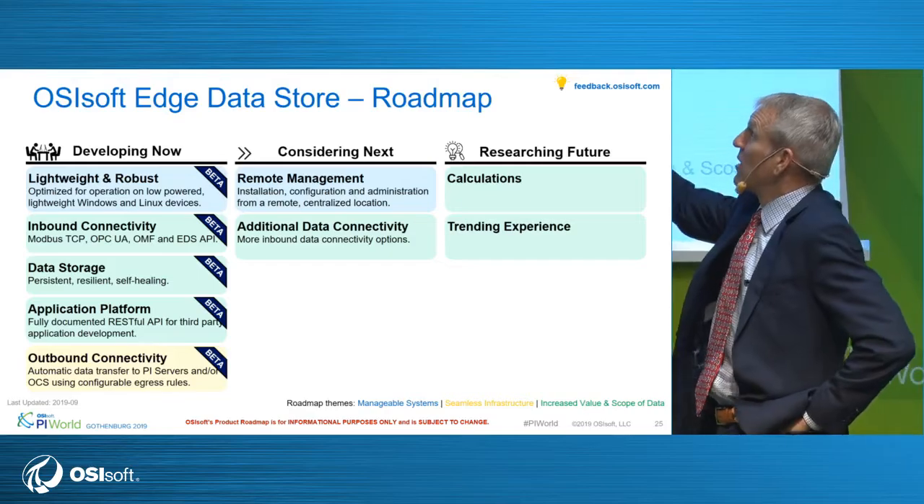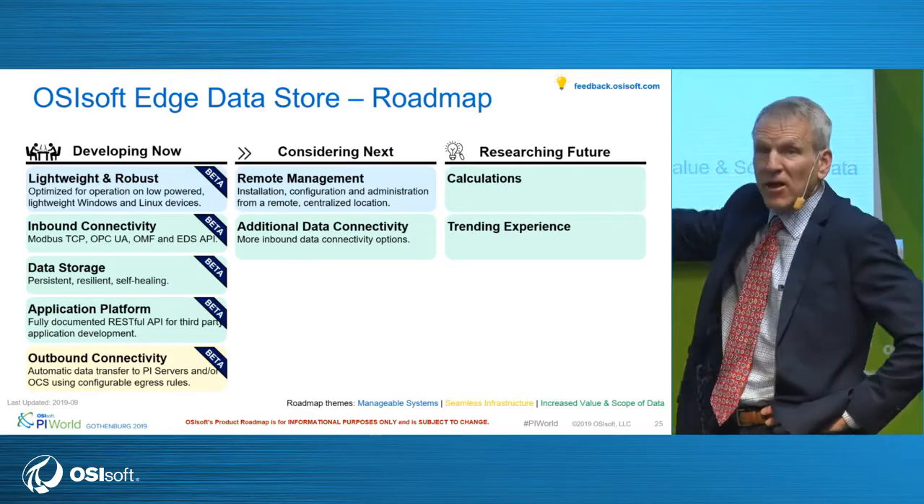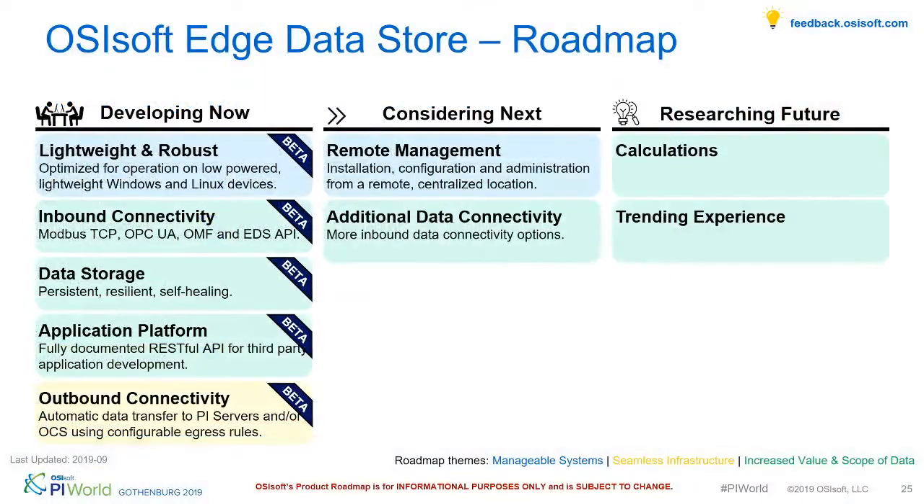So Edge Data Store, it also has a roadmap. What's in the developing now column, that's what we saw. That's our first release capability. Considering next, those are two things that we're working on after we get the Edge Data Store release. So remote management, and then again, as I mentioned, additional data connectivity options, as well as calculations and visualization. That's something that we're considering and we need to be delivering in the future.